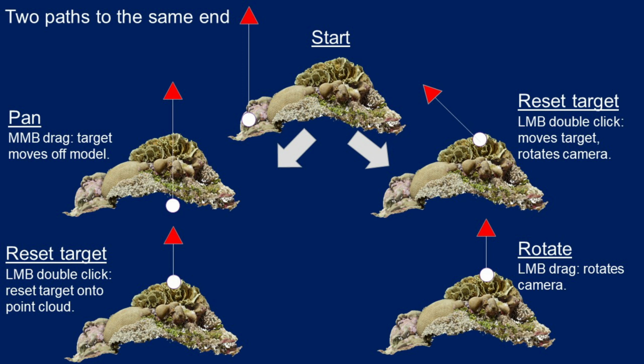There's another important view control, which is the left mouse button double click. A left mouse button double click moves the target to the point in the point cloud closest to where you click. This has the added effect of rotating the camera view so that the target always remains in the center of the screen. Therefore, a left mouse button double click followed by a rotation could also be achieved by a pan followed by a left mouse button double click. Either way works, but really the key point is to remember that a left mouse button double click is a good habit to get into because it always resets the target onto the surface of the point cloud.